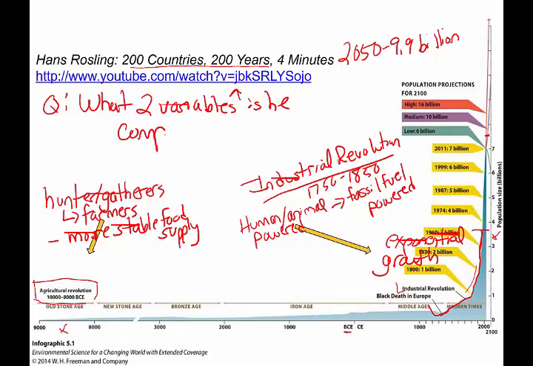So as you watch this, keep in mind and try to answer the question of what two variables he is comparing when he's looking at population growth. What two variables seem to impact population growth the most?